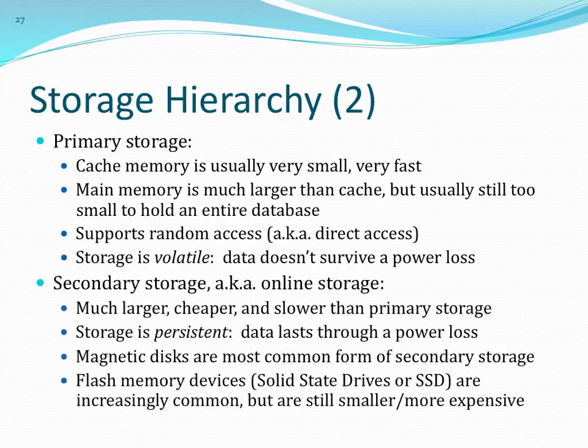Then you have secondary storage, aka online storage, and by online we mean that it is accessible by the computer automatically without human intervention. So secondary storage is larger, cheaper, and slower than primary storage, and it is persistent. Anything that makes it to the disk platter or into your NAND flash memory chips will be there after a power outage. Magnetic disks are a very common form of secondary storage. We're going to spend most of the class talking about magnetic disks, even though most of you probably have solid-state drives, because most database servers still use magnetic disks.